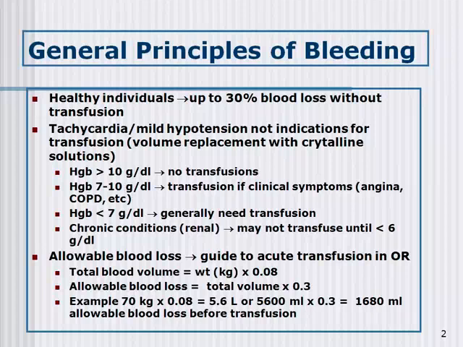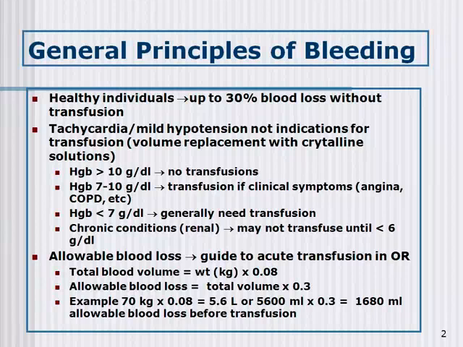Just some general principles of bleeding. Healthy individuals can lose approximately 30% of their blood volume without the need for transfusion. Tachycardia and mild hypotension are not indications for transfusion. Generally, in patients that have lost small quantities of blood, less than a third, volume can be replaced with crystalloid solutions: normal saline, half normal, or D5 half, whatever, lactated Ringer's.